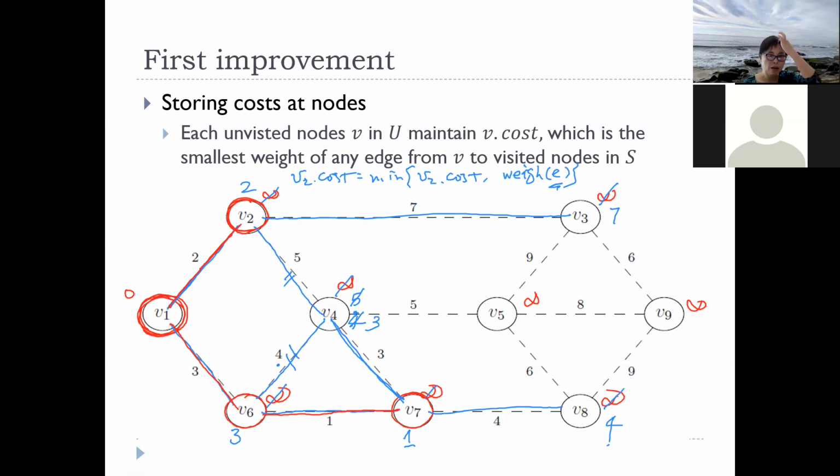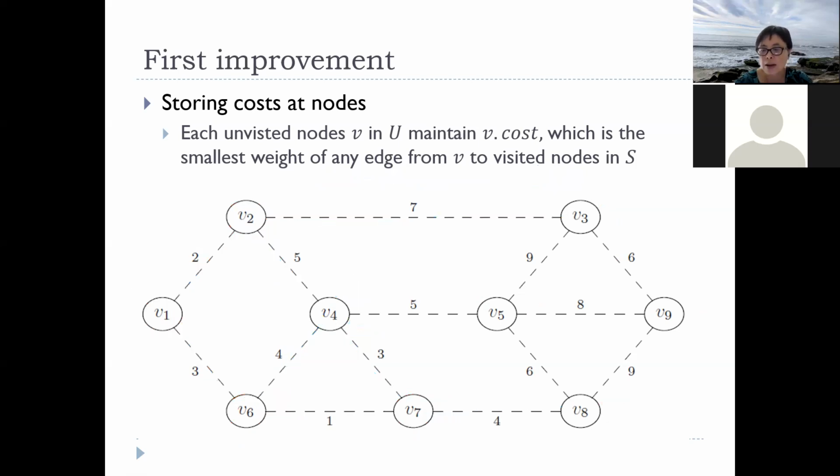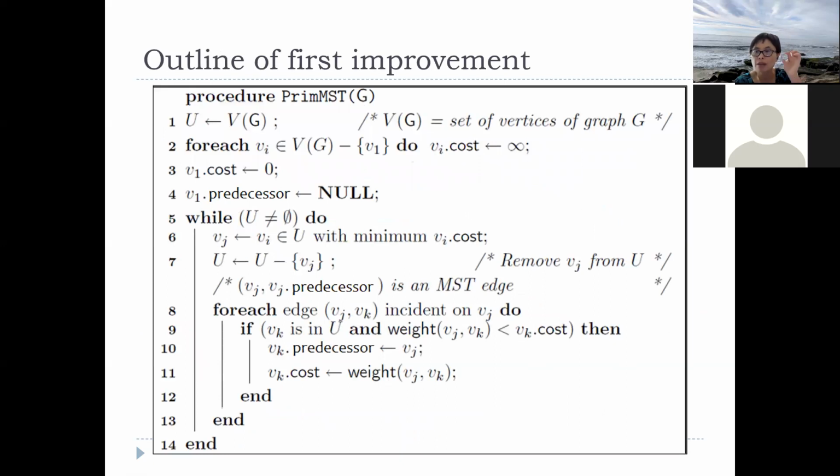So now, instead of inspecting the crossing edges, we put the cost into the nodes and maintain node costs. Every time, we find the node that we can reach in the cheapest manner, which is the node with the smallest cost. But as we said, if I implement this step using a linear scan, the algorithm is not very efficient.